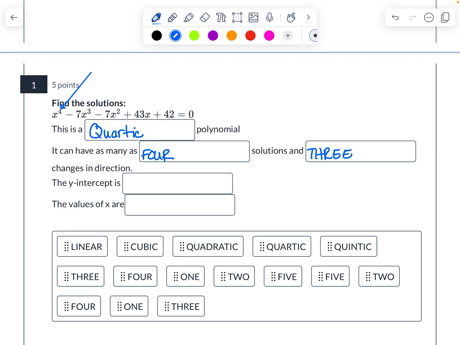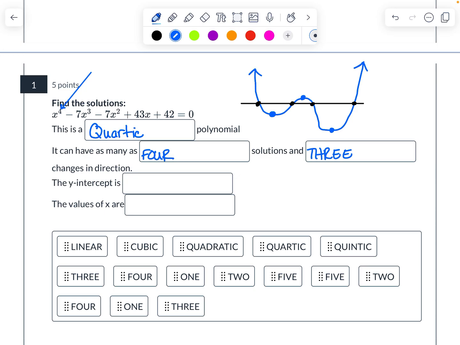directions. In other words, if we were to graph this, not really certain how it would lay out, but it would be something like this. And it would have the x-axis in it. And it would intersect the x-axis once, twice, 3, 4 times. So that would be its 4 solutions. And then it would change direction here at this minimum, change direction here at this maximum, and change direction here at this minimum. So it would change directions 3 times. So that's why those are the answers.